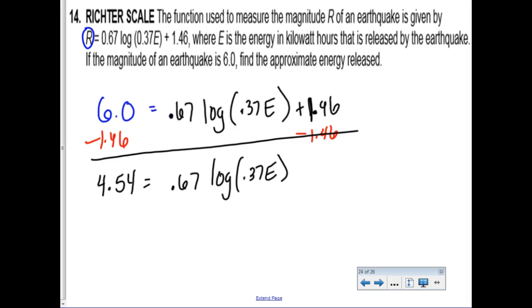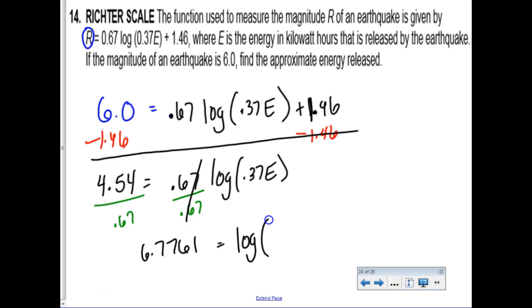So you're still not isolated as far as logarithms go. So the next thing you need to do is divide by 0.67. Oh, I'm so sad. Someone get Isaac back in here. All right, 4.54 divided by 0.67. What is that? 6.7761. Thanks for all those decimals.